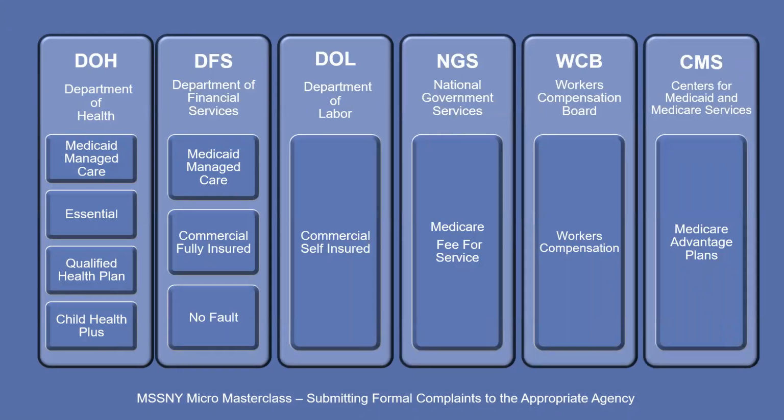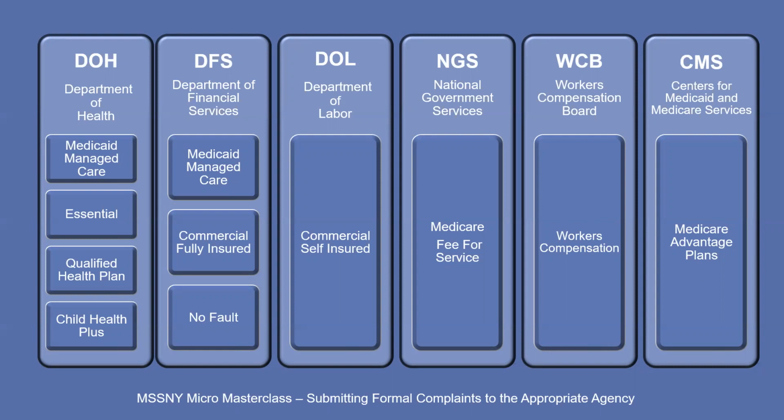So Department of Health: Medicaid managed care, essential plans, qualified health plans, Child Health Plus. Department of Financial Services: Medicaid managed care, commercial fully insured, and no-fault. Department of Labor: commercial self-insured. NGS, National Government Services: Medicare fee-for-service. Workers' Compensation Board: workers' compensation. And CMS: Medicare Advantage plans. I'll leave this up for just another second. But these are the governing agencies where you're going to submit your formal complaint.